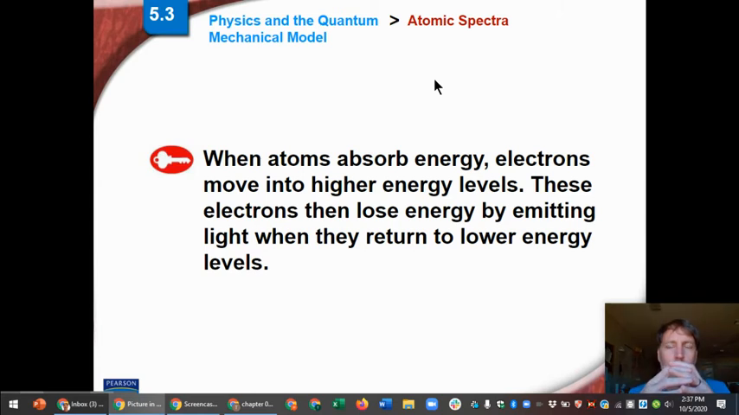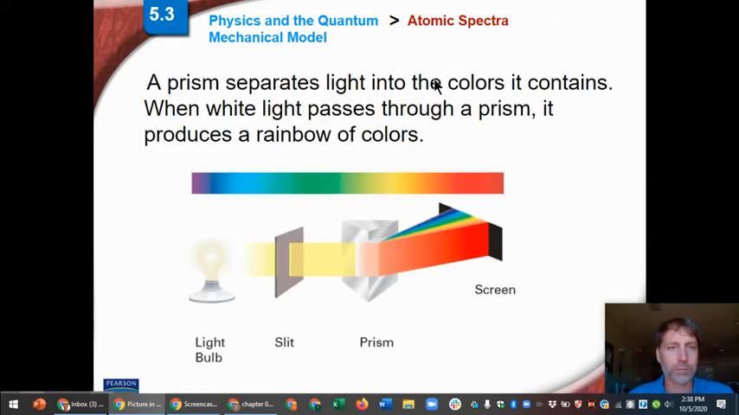You can think they move from an s orbital to a p orbital, from a p orbital to a d orbital. These electrons then lose energy by emitting light. So as they gain that energy, they move from one orbital to another, and then they lose that energy by giving off light to lower energy levels. All right, so let's look at an example of this.